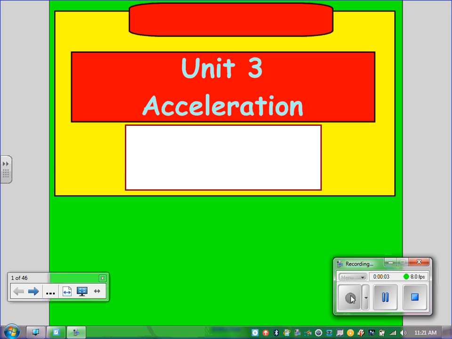Welcome to the video on Unit 3, which is labeled as Acceleration. This unit, Acceleration, is going to be divided into 4 videos. This first video is going to be an introduction to acceleration and the concept of acceleration.